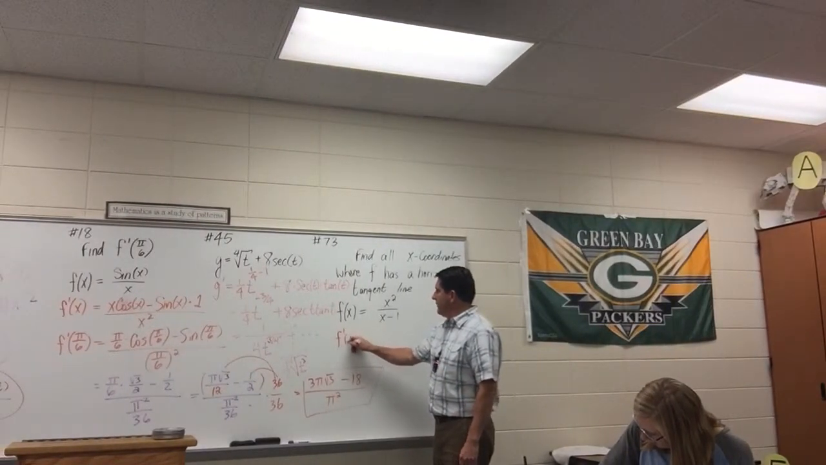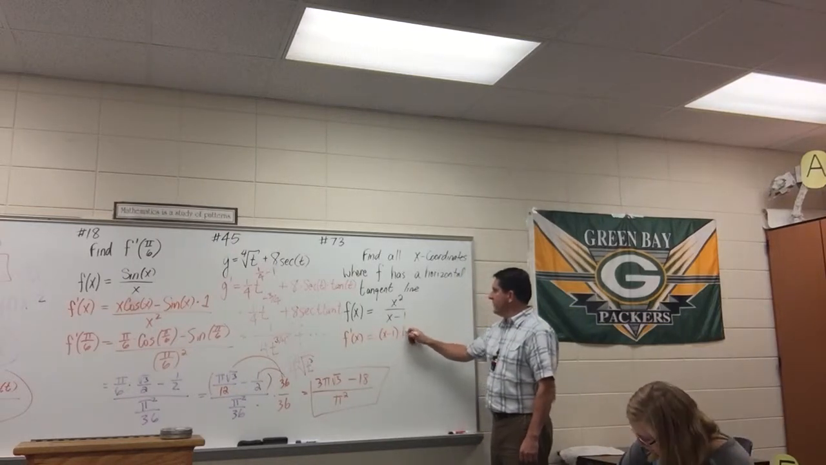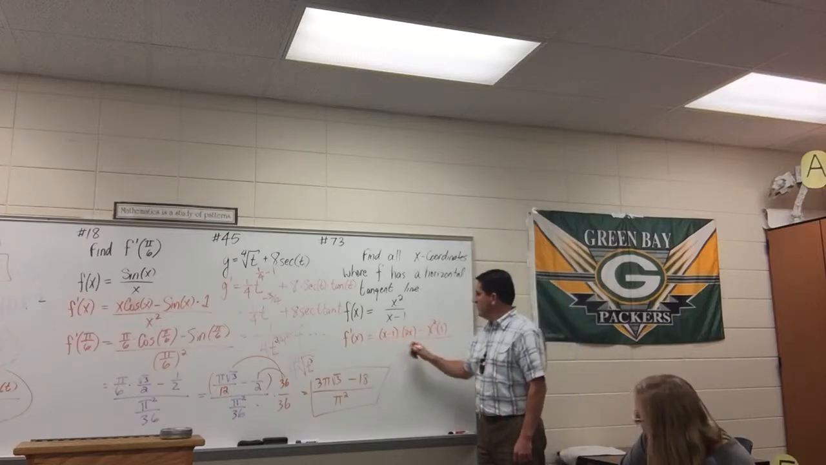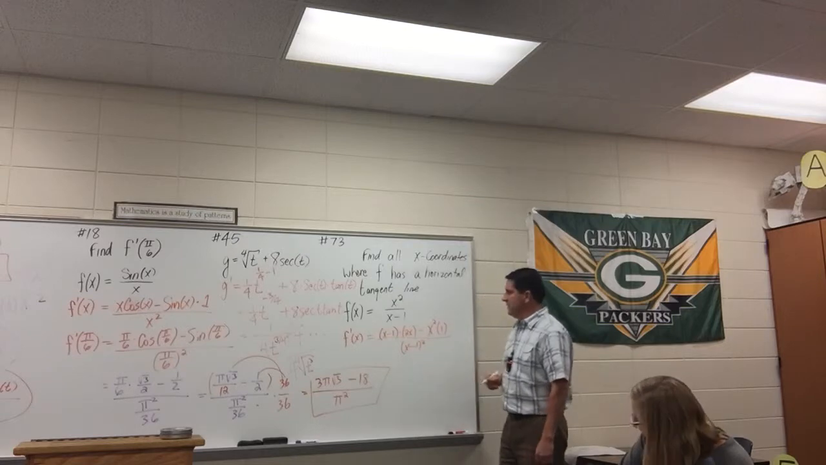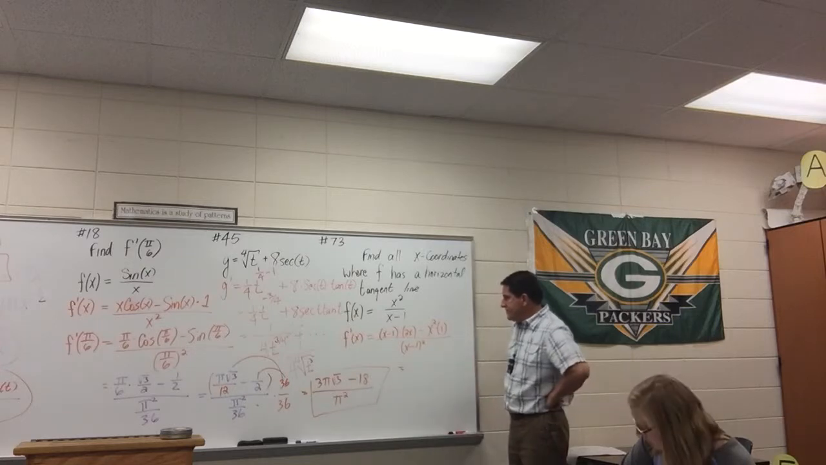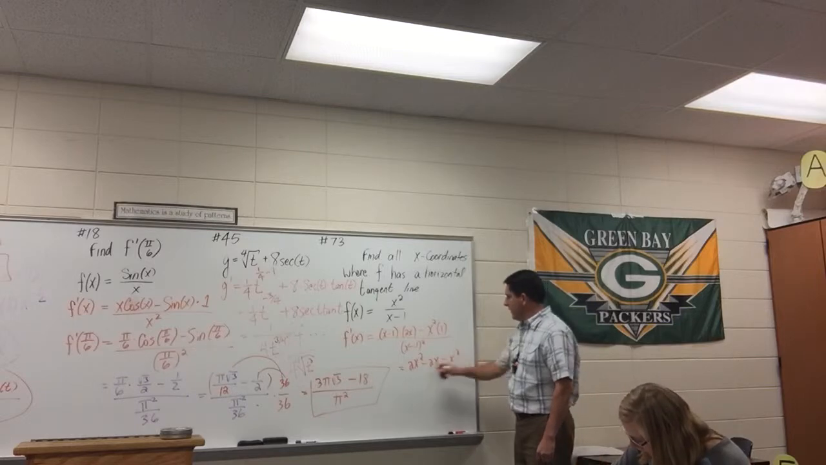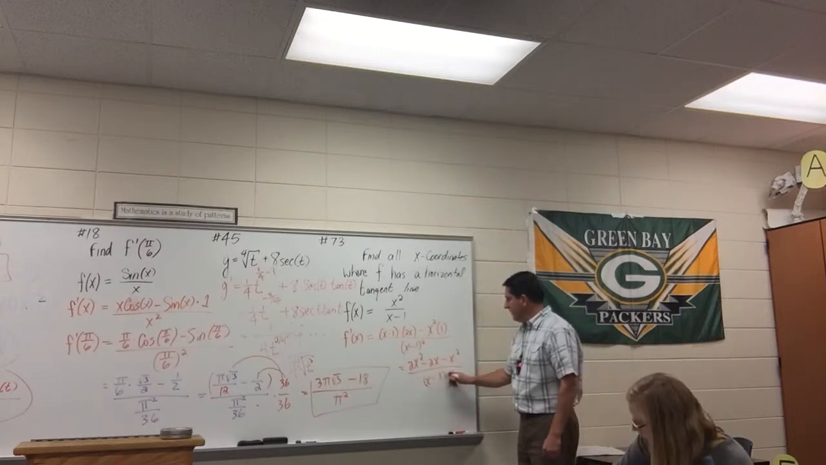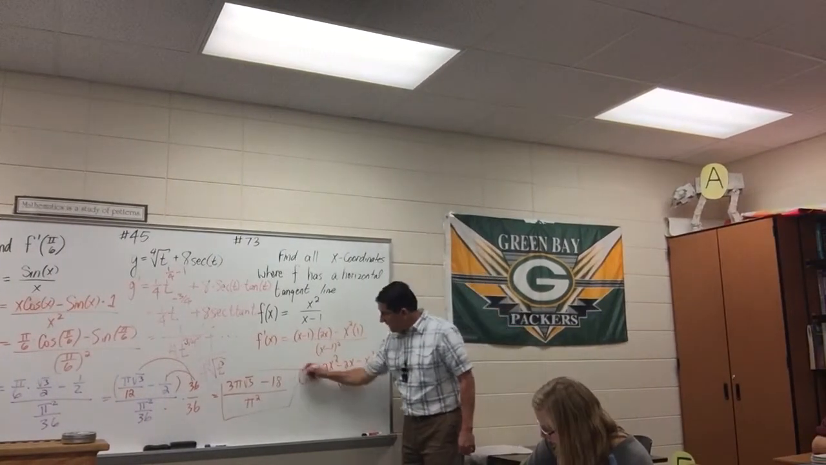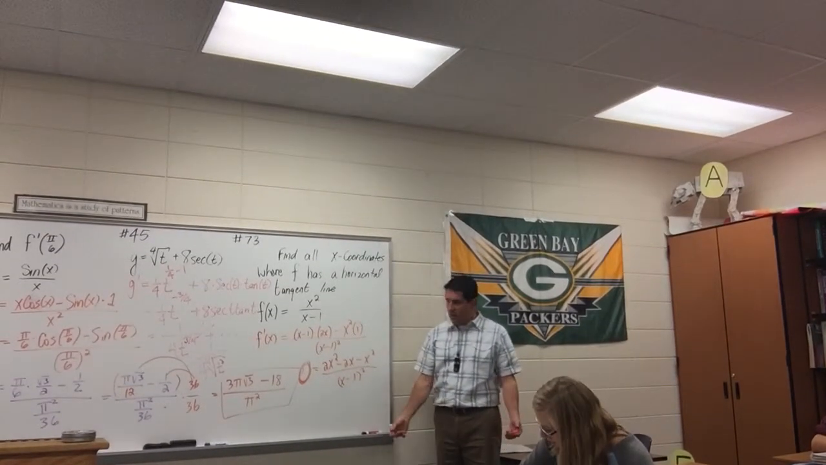So here we go. F prime of x is equal to bottom times the derivative of the top minus the top times the derivative of the bottom all over bottom squared. We'll do a little cleanup. This is equal to, I'm going to just distribute here, 2x squared minus 2x minus x squared all over x minus 1 squared. All I did was distribute the 2x, and there we go. So this is the key. Set the derivative equal to 0, and then solve.